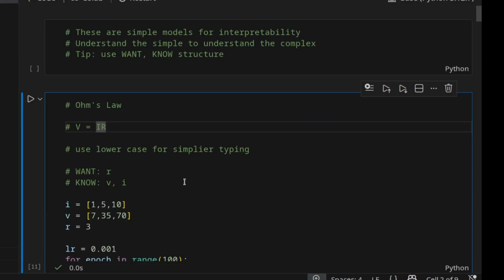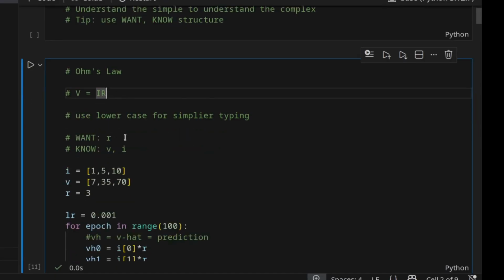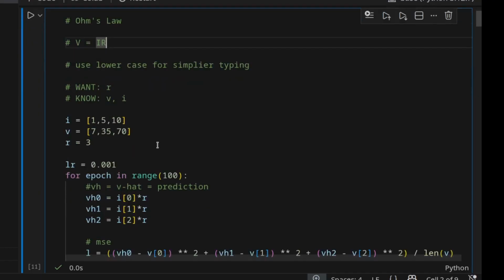Hello everyone, in this video I'm probing the brains of AI. This is a simple model that figures out the resistance in Ohm's law. The input is I and the output is voltage.